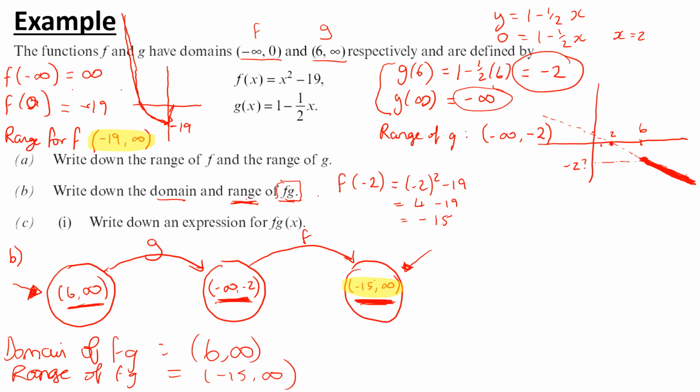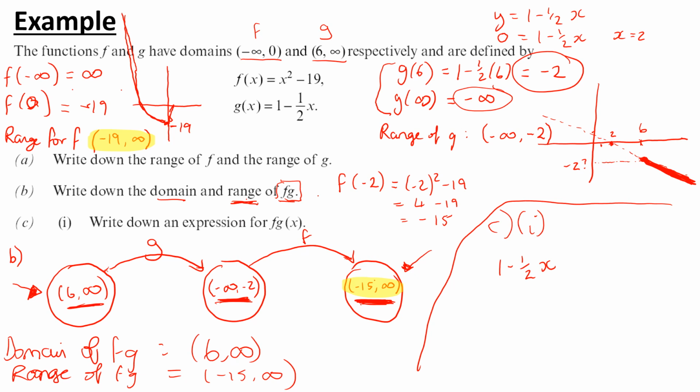Okay, very last bit of the question then, C part 1. There was a part 2 that I've cut off because we haven't studied that bit yet, but C part 1 we can do. Write down an expression for fg of x. So we've done some questions like this already today. Fg of x. So we perform function g first. So I'm just going to write down what that is. It's 1 minus half of x. I haven't got a number to sub in. It wants me to keep the x's.